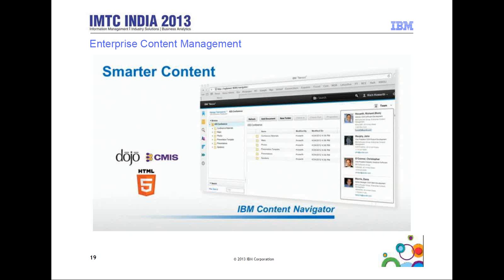Content Navigator is all about end-user self-management, self-provisioning, and of course extensibility, and also the mobile user experience. It's based on Dojo and CMIS open standards, so you can quickly develop plugins according to your requirements and integrate them into Content Navigator.